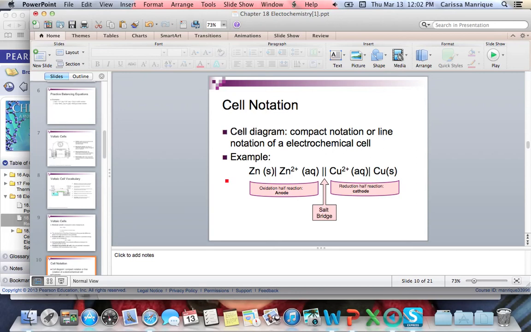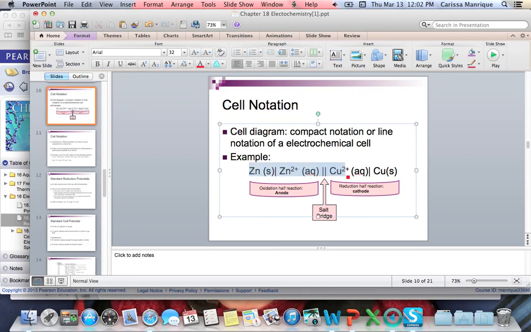There's cell notation. From here on out, you're going to see your cell notation like this. Notice these are your two half reactions: your zinc going to zinc 2+, and your copper 2+ to your copper. The one written first is always your anode. This is the oxidation, so it went from 0 to 2+, and remember, it produced electrons. And the one on the right is always your cathode.